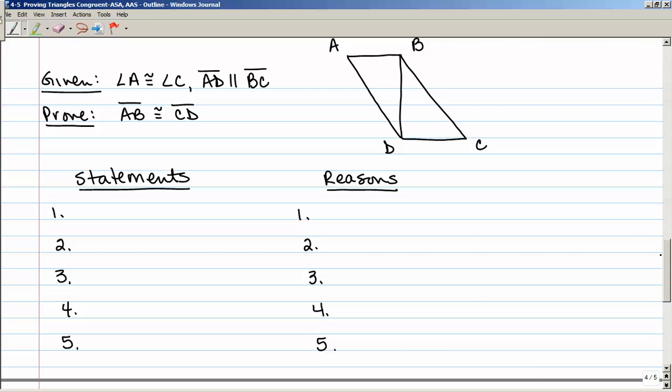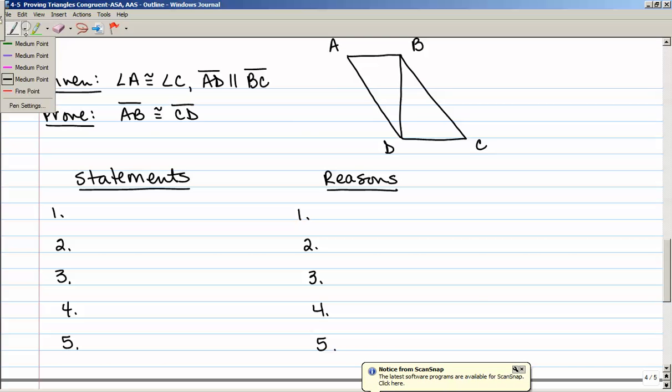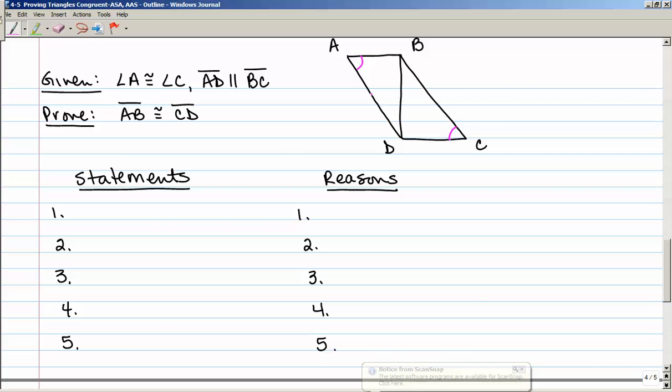So given this diagram, I have that angle A is congruent to angle C, and AD is parallel to BC. And I'm going to go ahead and mark that on there. AD is parallel to BC, and I have to prove that segment AB is congruent to segment CD. So the first thing I'll do is go ahead and list my given.